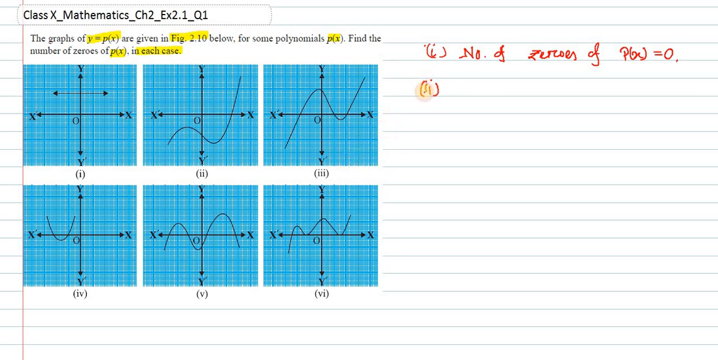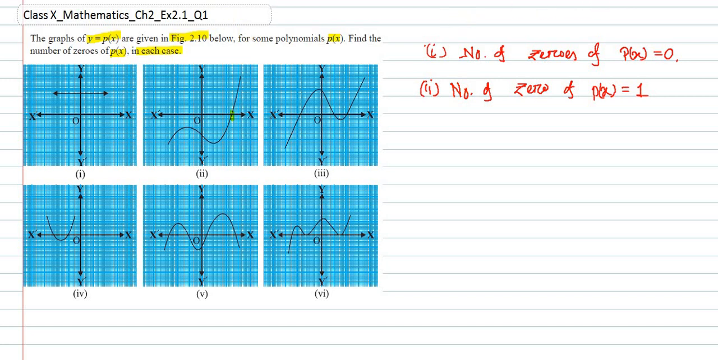Now let's move on to the second question. Look at the graph in the second one. It has crossed the x-axis only once. That means the number of zeros of p(x) in the second case is 1. Now let's look closely at it. Here you see, for this value of x, y has become 0. That means for this value of x, the p(x) value is 0. Therefore we have only one zero in this case.